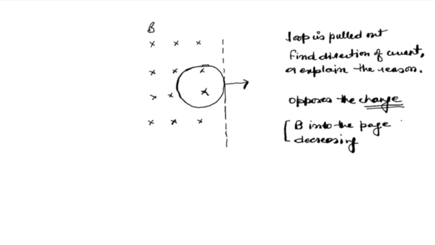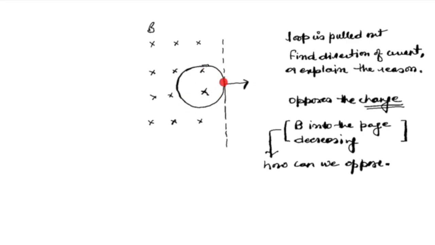Remember that knowing what is happening does not make our answer right. Knowing this, we should think about how we can oppose it. Now, how can we oppose it? If into the page the magnetic field is decreasing, we should try to increase it. We should have some magnetic field into the page. So how do we have that?